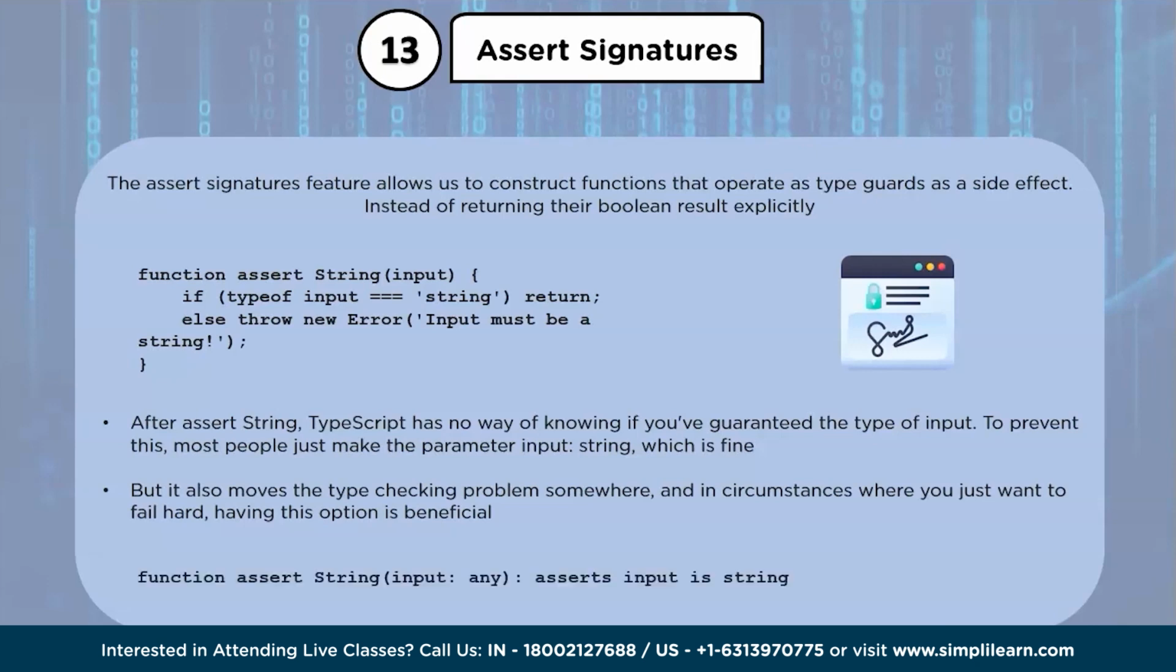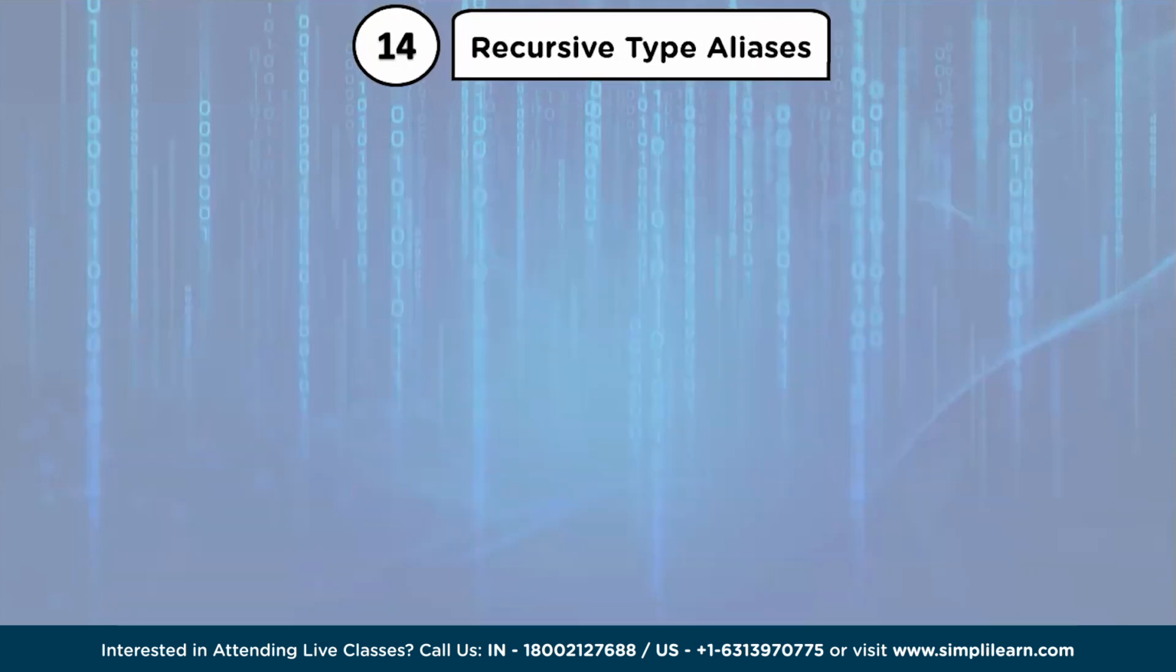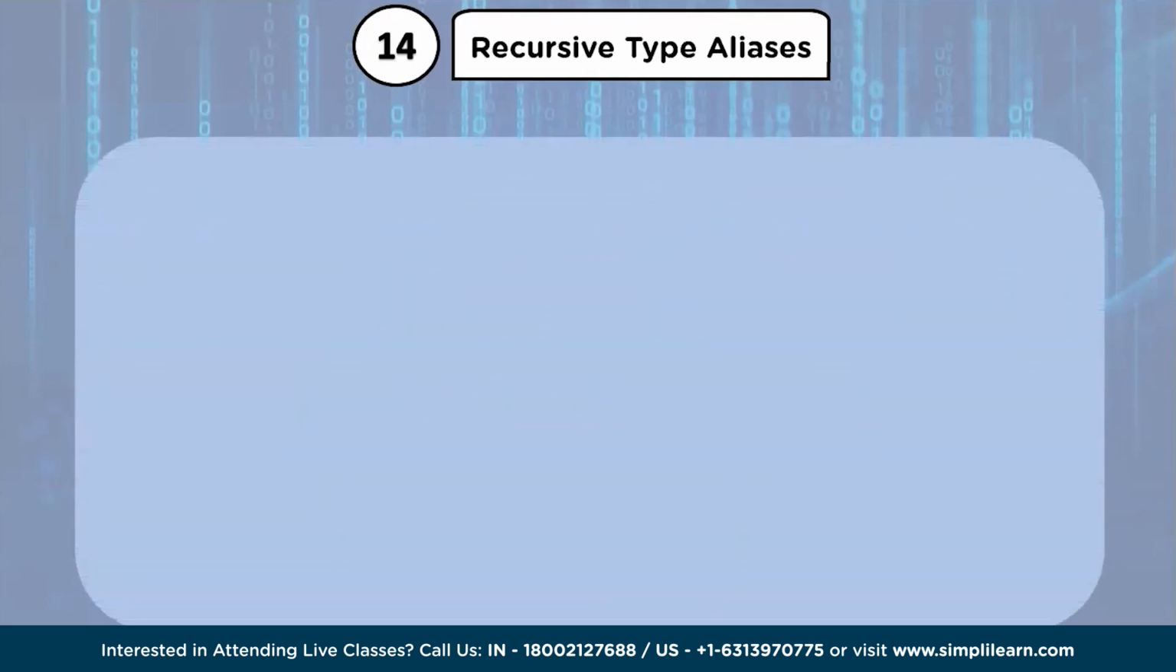If this function ever returns, TypeScript can filter the type of input to string, exactly like it would be if it were inside an if block with a type guard. To make this safe, the assert function must either give an error or not return at all if the assertion isn't true. And lastly, we have recursive type aliases.